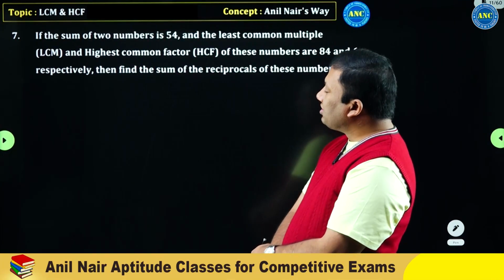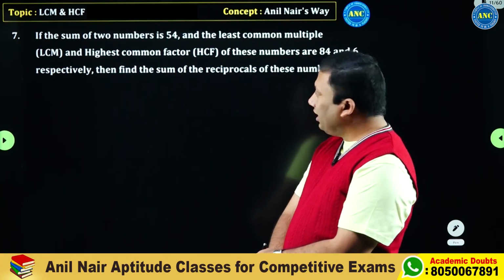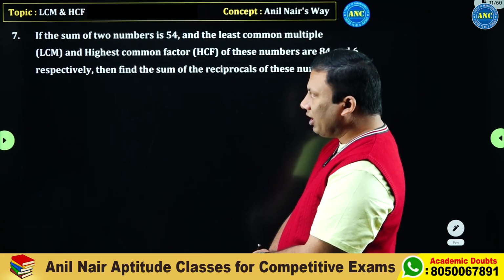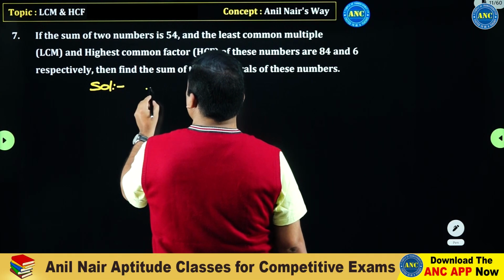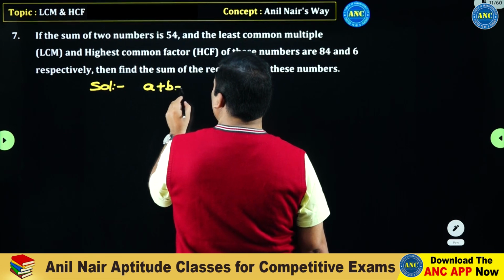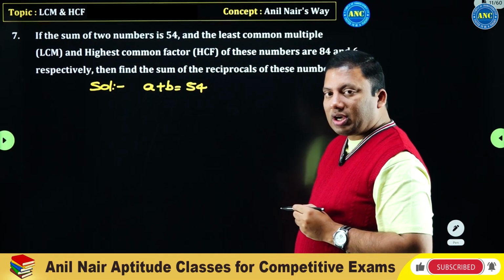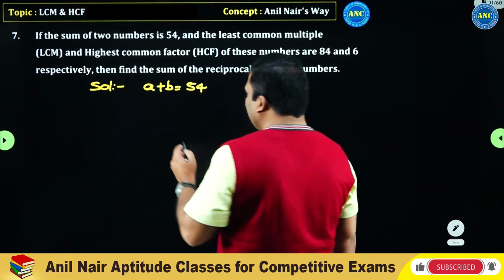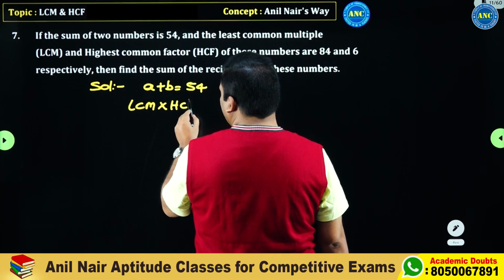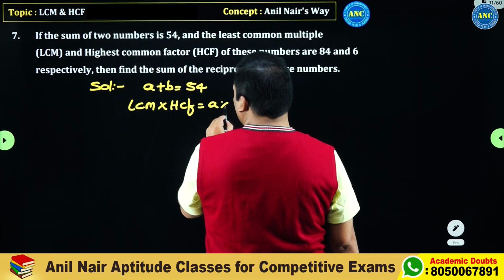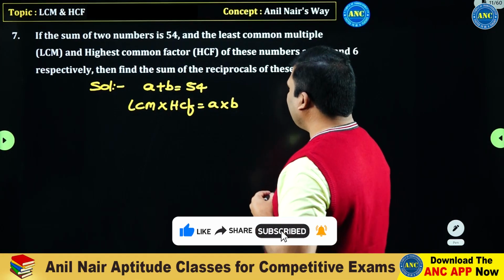Read this question. If the sum of two numbers is 54, the least common multiple and highest common factor are 84 and 6. Sum of two numbers given, A plus B is 54. Okay, first line is clear. Second one: least common multiple and highest common factor of these numbers. There is one concept: LCM into HCF is equivalent to the product of two numbers.